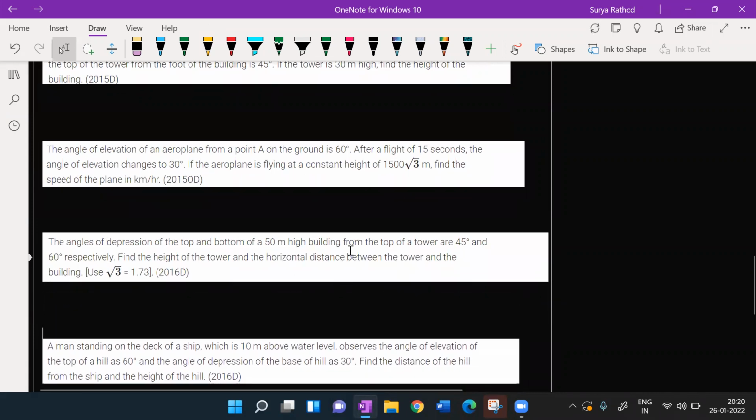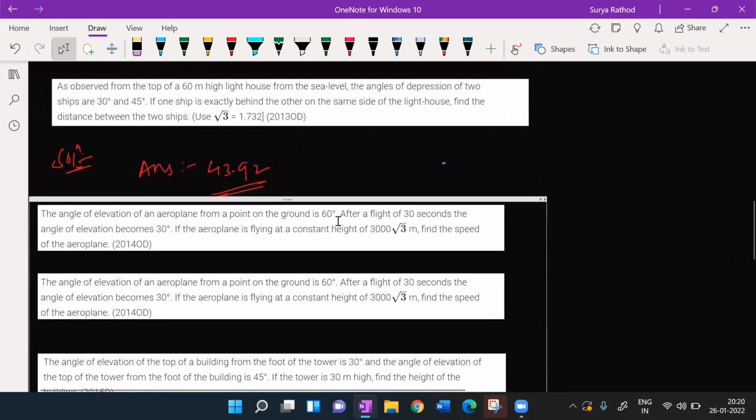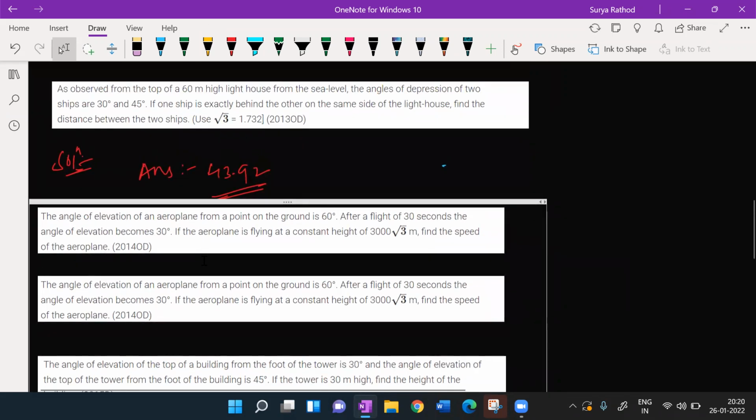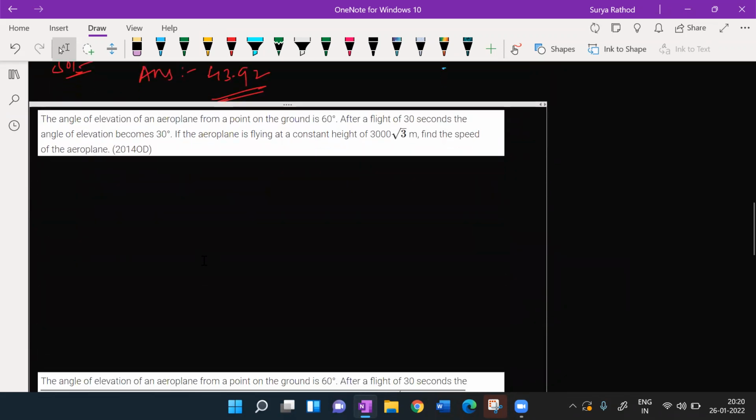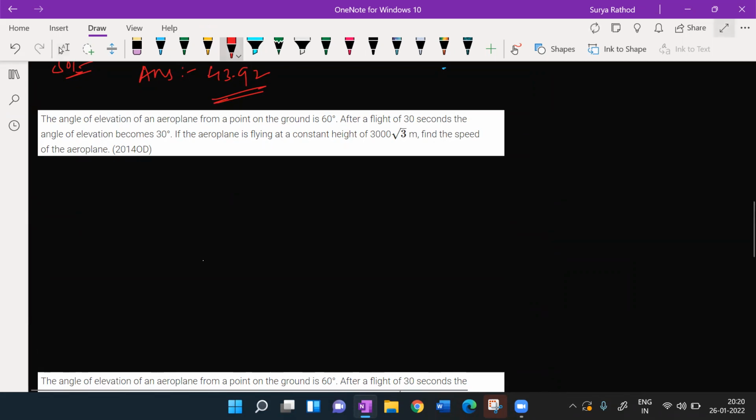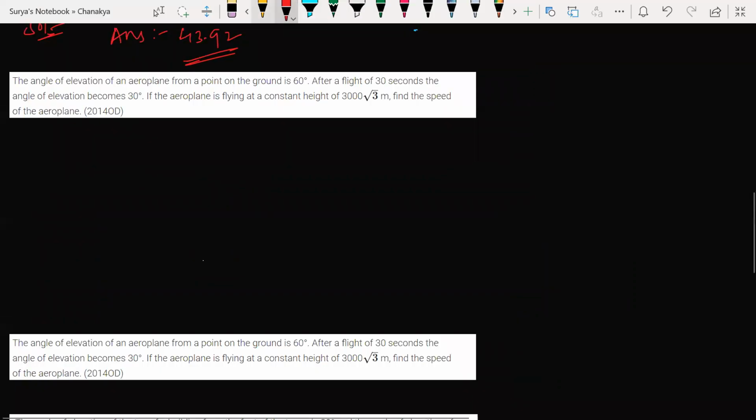Sir, is it 720 kilometers per hour? Yeah, exactly, 720. So the angle of elevation of an aeroplane from a point on the ground is 60 degrees. After a flight of 30 seconds, the angle of elevation becomes 30 degrees. Very good question, this is a fantastic question.